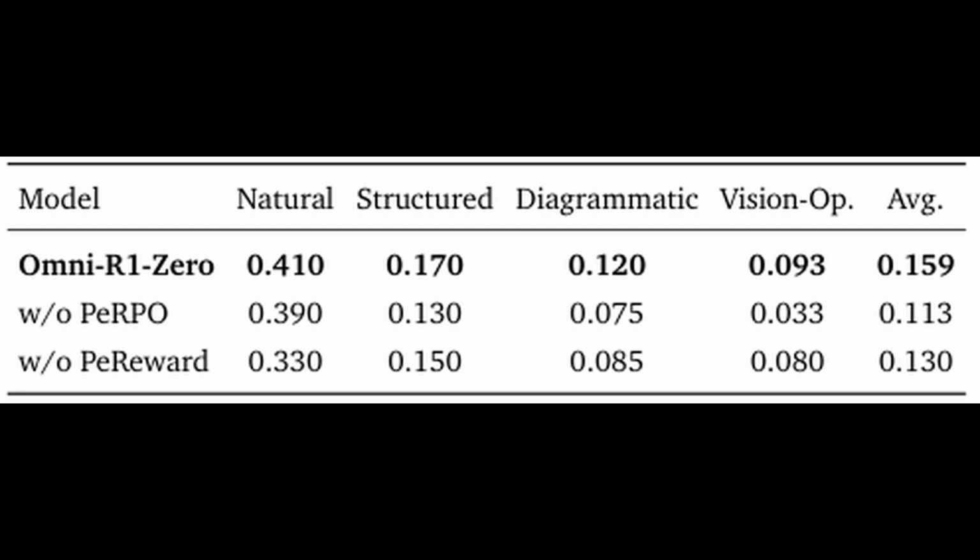It really shows the importance of that perception-calibrated reward we mentioned earlier. Right. When they remove the perception reward component, performance drops significantly across all task categories. This suggests that guiding the model to generate high-quality intermediate images is crucial for effective reasoning.